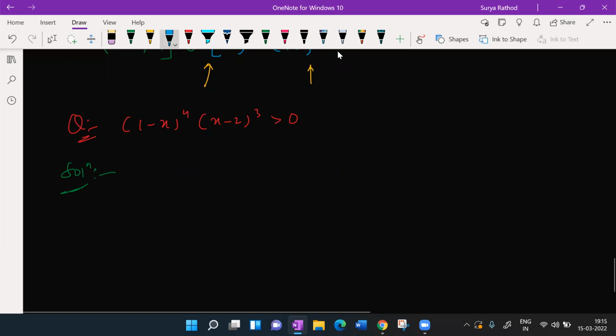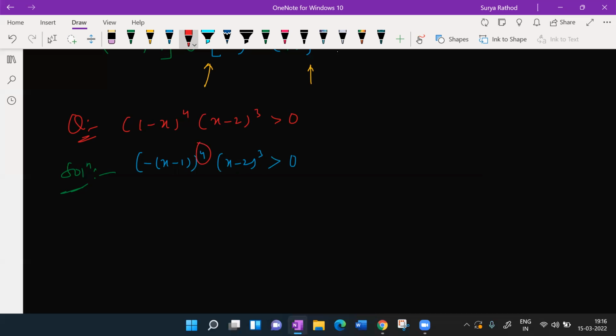If you don't understand like this, let me take minus common here. If I take minus common, tell me, is it greater than 0 or less than 0? So less than 0. Why less than 0? It is greater than 0. Why? Because you have even power here. Look at this. Minus to the power of even power is always plus only, isn't it?